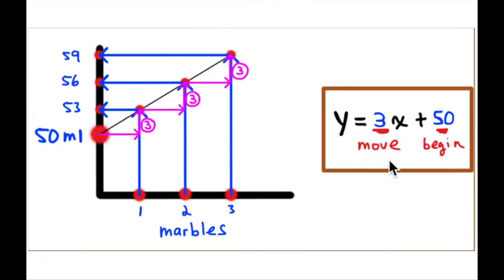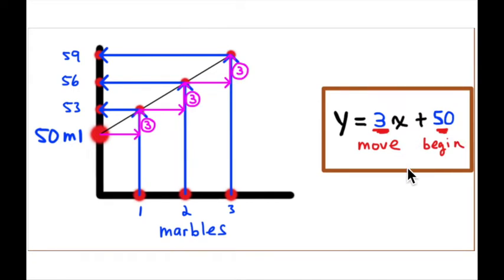So what if we fill that in? The 3 is the slope or the movement, so 3 milliliters for each marble. And the 50 milliliters is where you begin. So this is the equation. Y is equal to 3x plus 50.